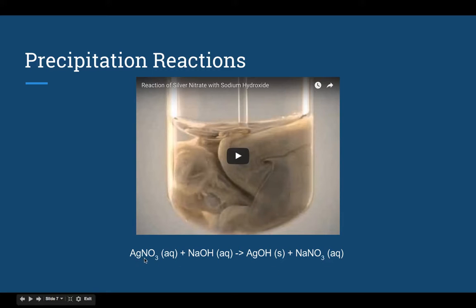So we have silver nitrate, and this time it's reacting with sodium hydroxide. So it produces silver hydroxide, which is an insoluble ionic compound.